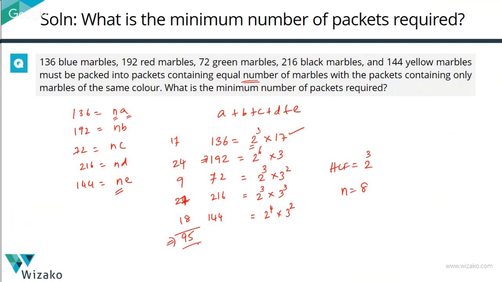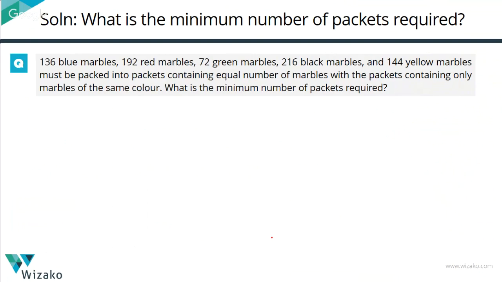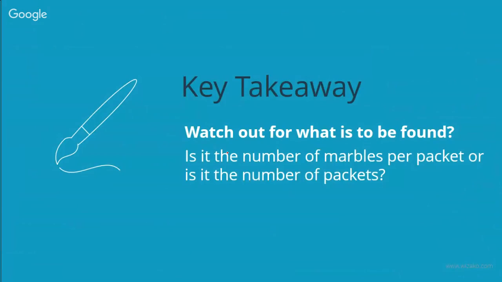So find out the HCF to find out how many marbles went into it, and subsequently find out the number of packets. The key takeaway is watch out for what is to be found out. If you had found out the answer to be 8, you did everything and got the answer wrong. The question is not about how many marbles went into each packet. The question was how many packets were required. So move on to question number 2.